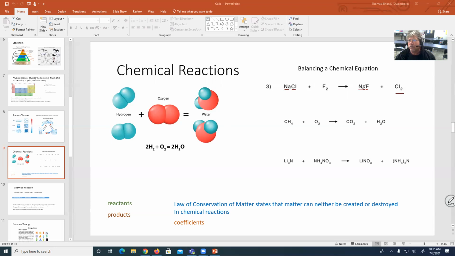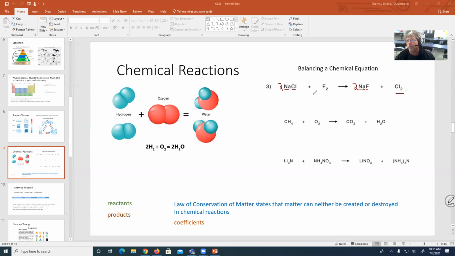Again, to balance this out, what I'm allowed to do is put a coefficient in. So this now says I have 2 sodiums, or 2 Nas and 2 Cls. And over here, I also have 2 Cls. So the Cls are now balanced. The catch is, though, when I put that 2 in front of that Na, I've got to now put a 2 in front of that Na, because now that balances out the Nas. I have 2 Nas here, and I now have 2 Nas over here.